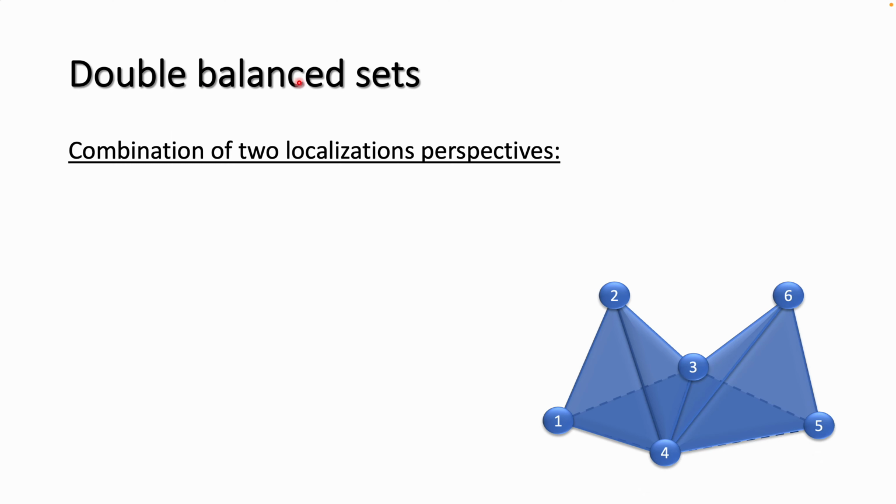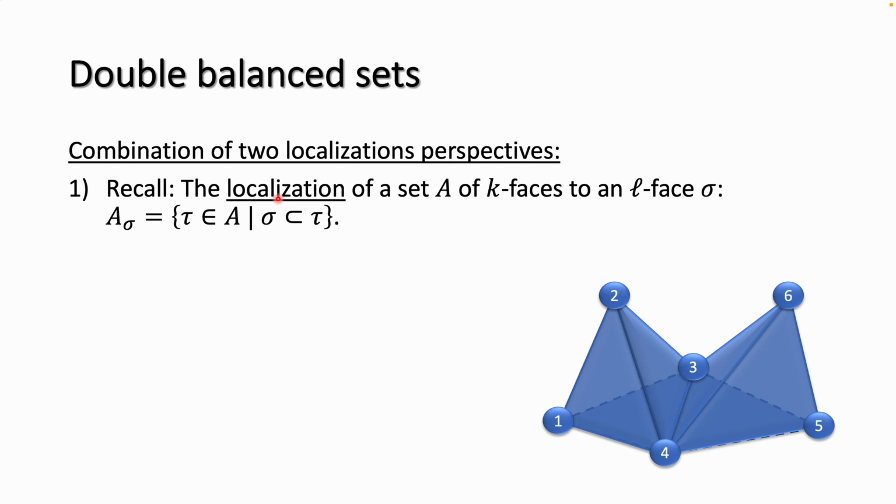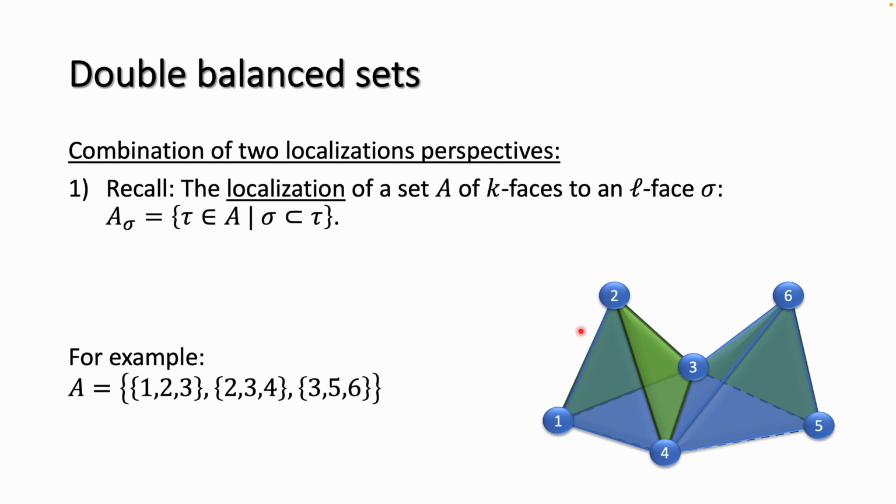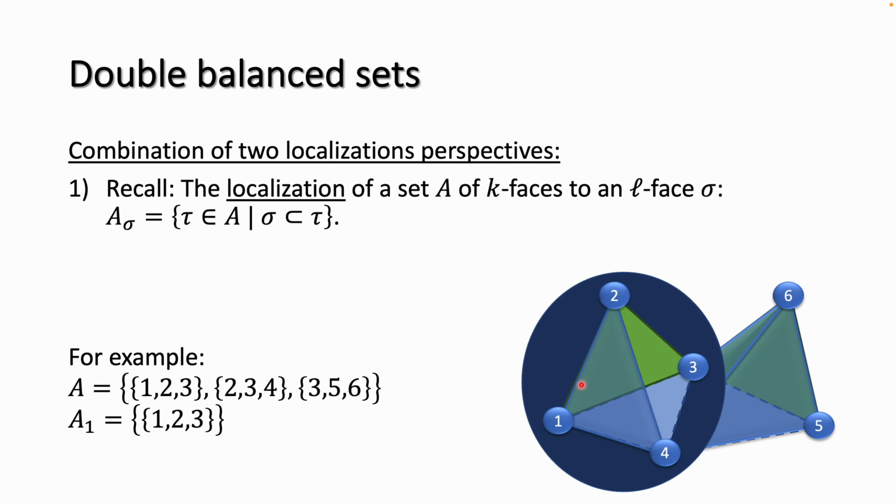So we call it double balanced sets, but for that I want to show another way of localization. We want to combine two perspectives of localizations. I'll remind the localizations that we discussed before. A localization of a set A of k faces to an L face sigma is all the faces in A that contain sigma. So in this example we saw before, if we have the set A containing these green triangles, then the localization of A to the vertex 1 is just this triangle that contains the vertex 1.